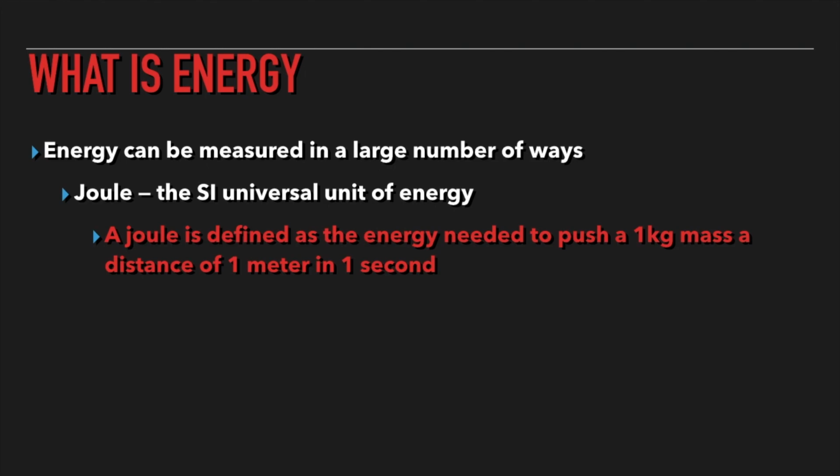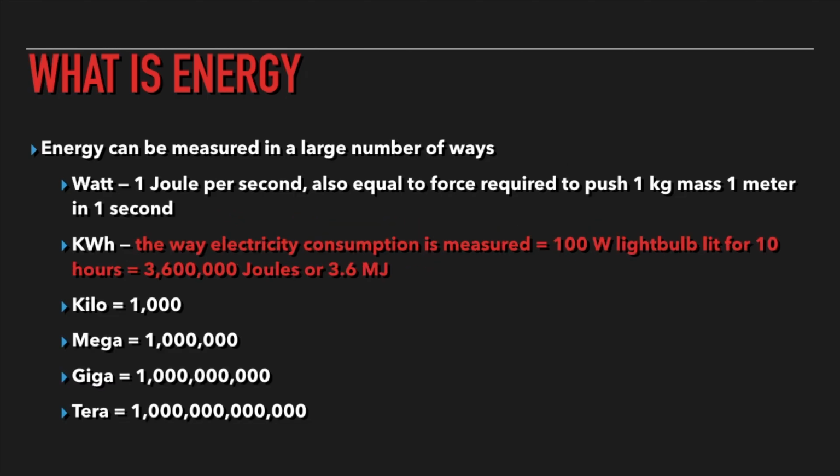A joule is defined as the energy needed to push a 1 kilogram mass a distance of 1 meter in 1 second. So if you push something that weighs about 2.2 pounds, 1 meter in 1 second, you have just exerted 1 joule. If you push a heavier object, like let's say a 2 kilogram object, 1 meter in 1 second, well, you've exerted 4 joules. It goes up by a factor of 4 when you double the mass of an object.